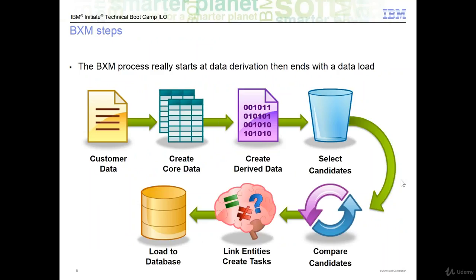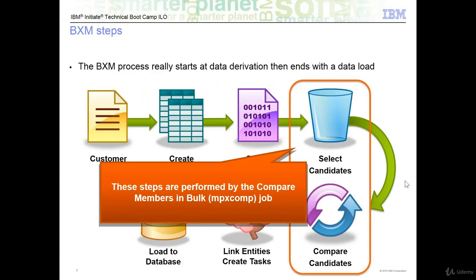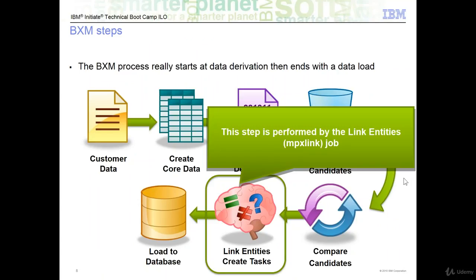So the first three steps are performed by the derived data and create UNLs, MPX data job. Then the next two, selecting and comparing candidates, are performed by compare member in bulk, that's the MPX comp job. Then linking the entities to create tasks is performed by link entity, or MPX link. Finally, loading to the database is done by load UNLs to DB, that's Mad UN load.